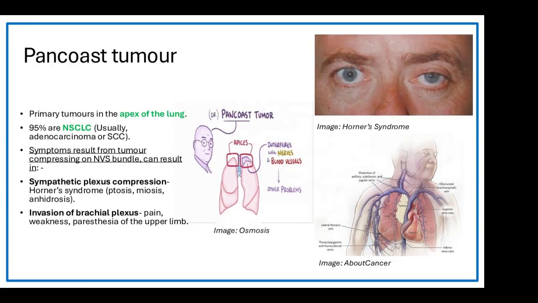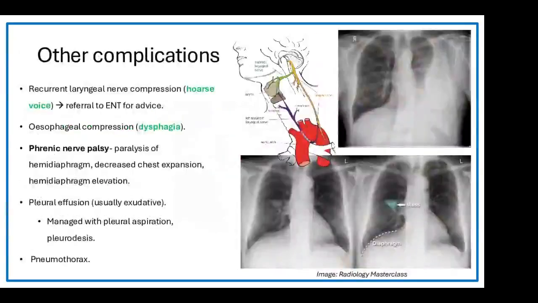So there are lots of structures in that area, and depending on whatever the tumor is compressing, people can have lots of different symptoms. Some of the other complications associated with lung cancer include recurrent laryngeal nerve compression. Patients might present with a hoarse voice, and you want to refer them to our ENT colleagues for advice. They can also present with dysphagia, and that can be caused by esophageal compression as well.